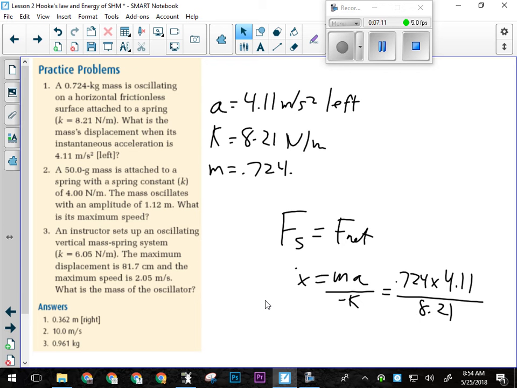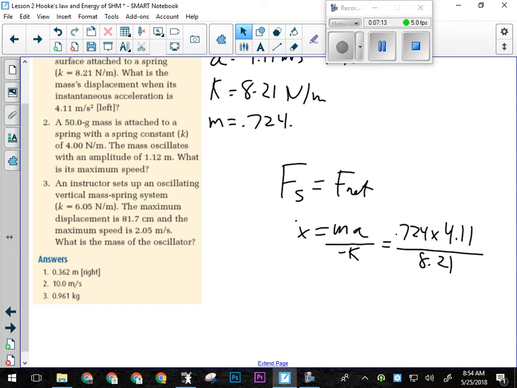Okay. All right, I want you guys to try 2 and 3. They work very similar to that one. I'll make them a little bigger so you can read them.